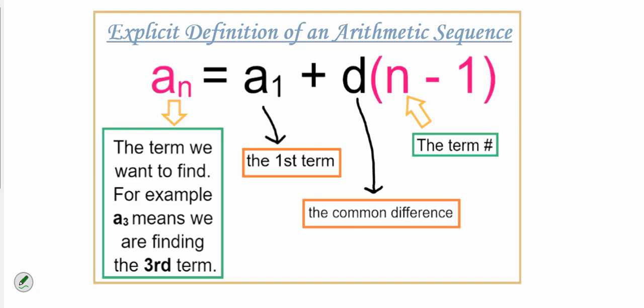D stands for the common difference. N stands for the term number, and -1 is just -1. So this is our formula, and we're going to learn how to use this today.